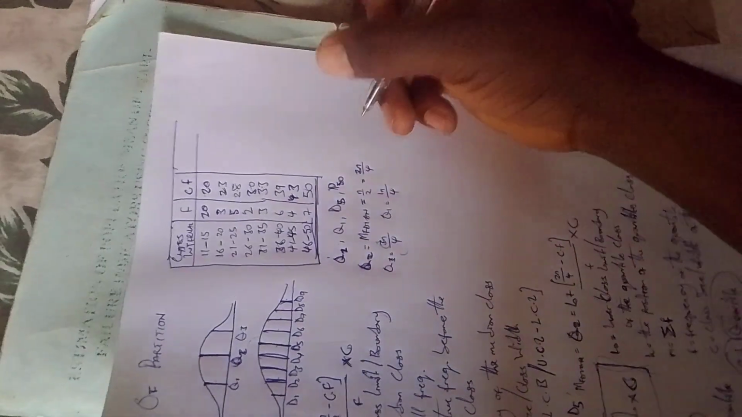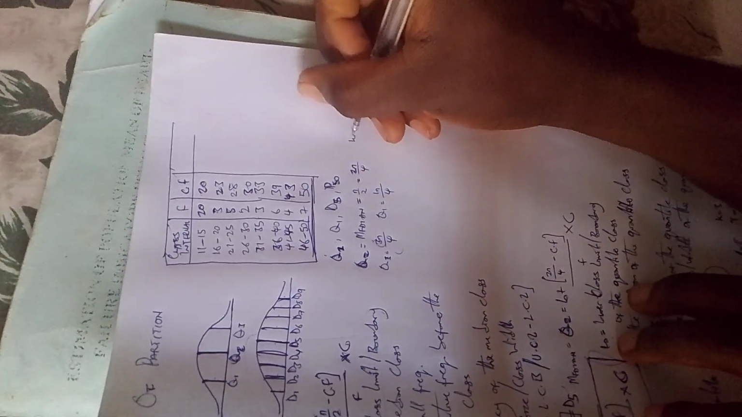Okay? So the general formula that I gave you is Kn over T. This is the general formula. Kn over T. So that K is representing the position. That T is representing the type of quantile we are talking about.